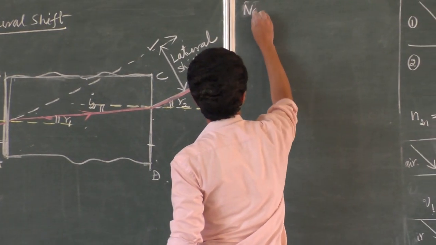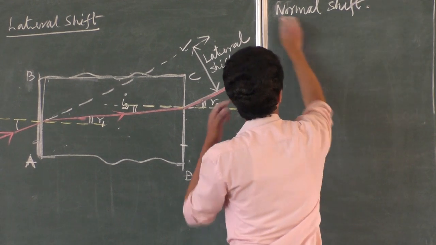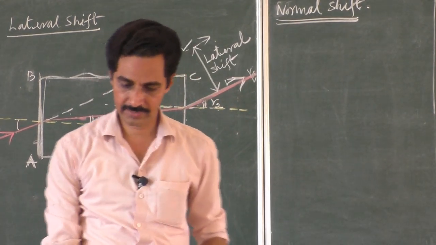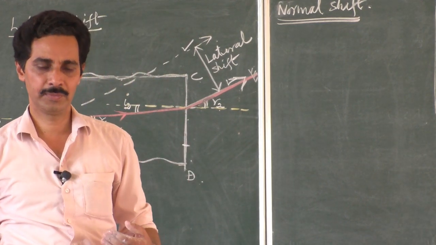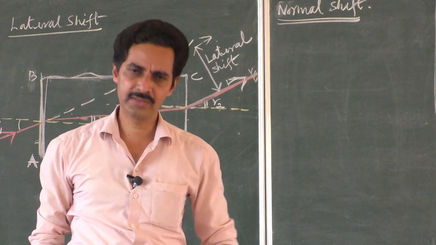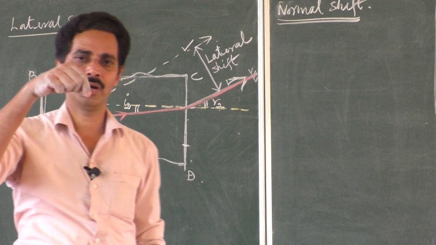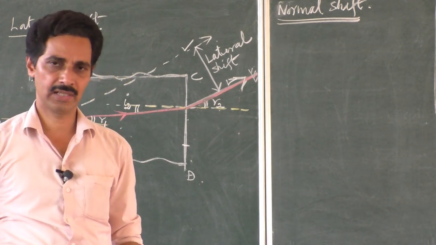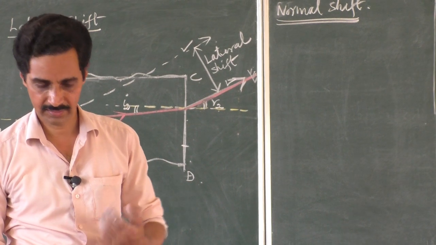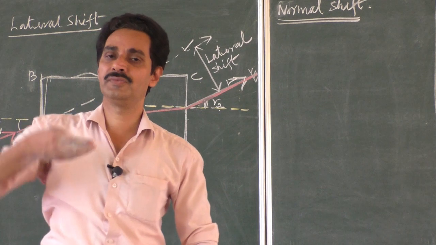Normal shift. This is another consequence that we observe from refraction of a light. When it travels from one medium to another, it changes its direction. Normal shift is very simple. We see that in our day-to-day life. So put a small coin inside a beaker, pour water into that. When there is no water, the coin appears in the same place where it is. When you pour water, the coin appears to be shifted upwards.